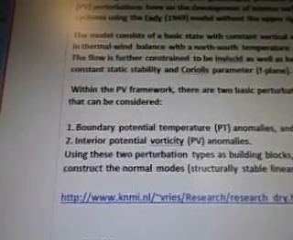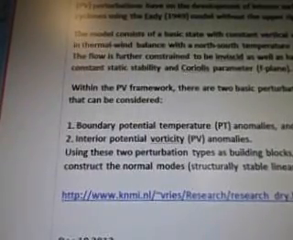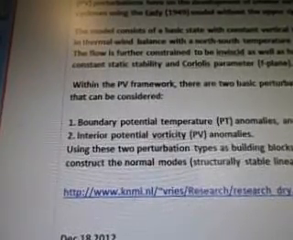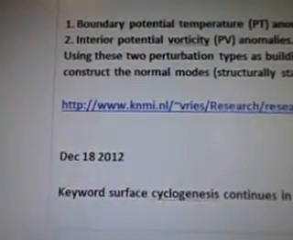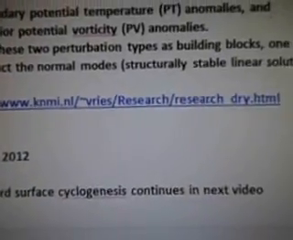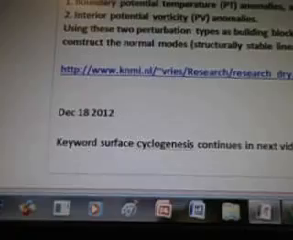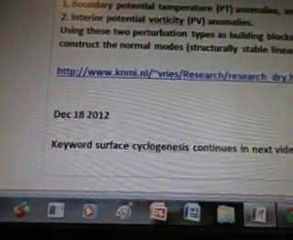With the PV framework, there are two basic perturbation types that can be considered: boundary potential temperature (PT) anomalies and interior potential vorticity (PV) anomalies. Using these two perturbation types as building blocks, one can try to construct the normal mode structurally stable linear solutions. And that's from www.knmi.nl. Okay. So December 18, 2012, the keyword surface cyclogenesis continues in the next video.